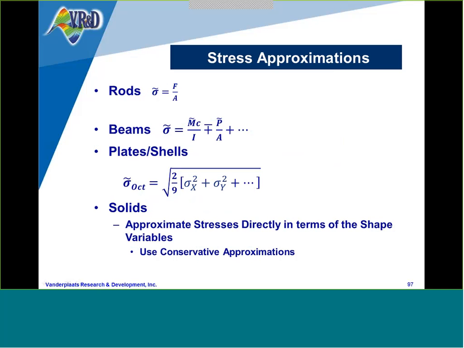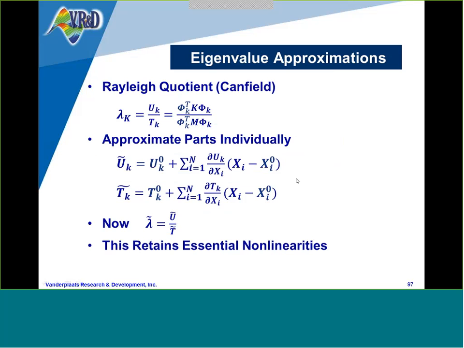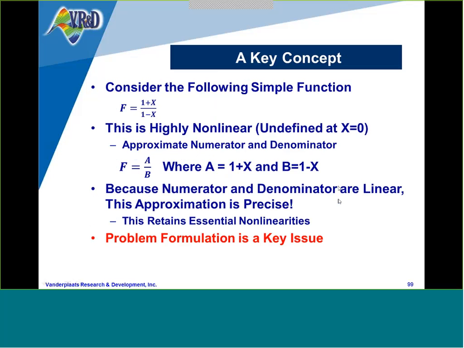So we have different approximations for different responses, and we spend a great deal of time refining these approximations in our Genesis code. For eigenvalues, Bob Canfield, I believe it was 1978, said if you take the Rayleigh quotient, approximate the numerator and denominator independently, and you get a much better approximation. That leads us to a very simple concept. Consider a simple function (1 plus x) over (1 minus x). Highly nonlinear, it's undefined at x equals 1. But if we approximate the numerator and denominator independently, of course, because they're both linear, it's exact.